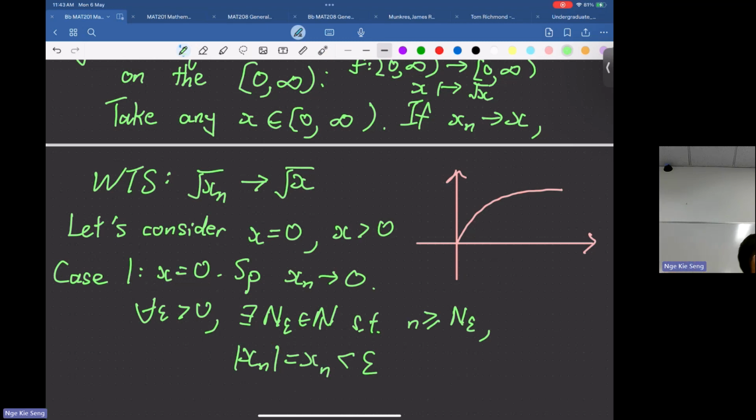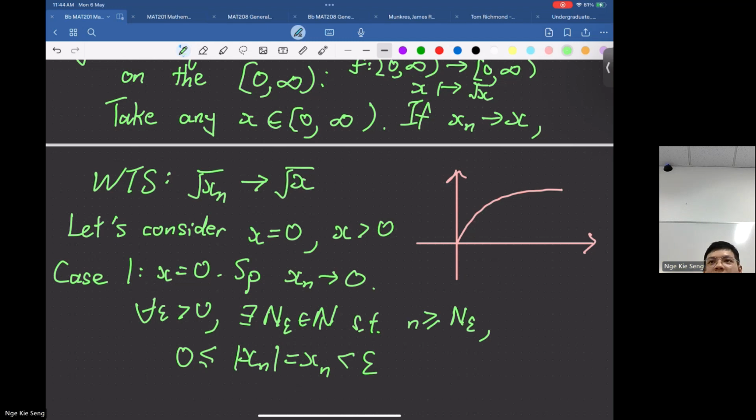What's more? You can lower bound this x_n. Lower bound by what? Yes, 0. The least number you can go is just 0. So you really get this inequality: 0 less than or equal to x_n less than or equal to epsilon.